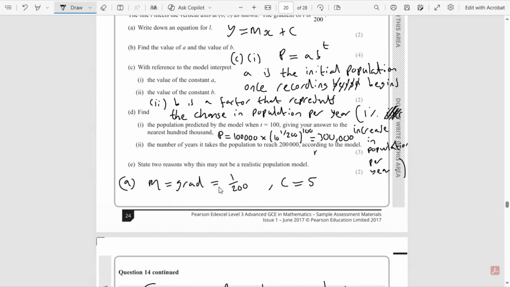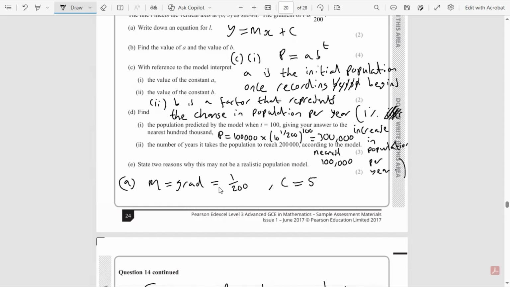300,000 to the nearest 100,000. Perfect, great. So that's part D, part I. Now for part II, find the number of years it takes the population to reach 200,000 according to the model.